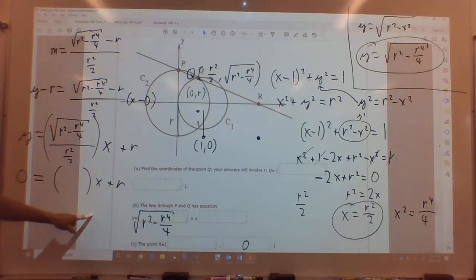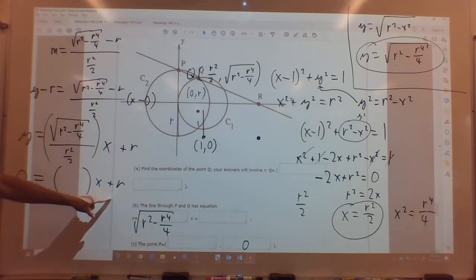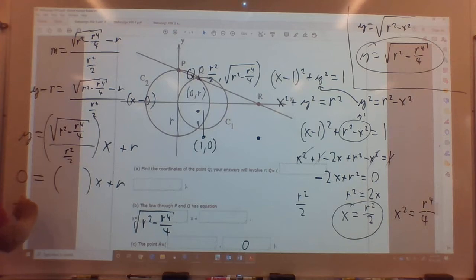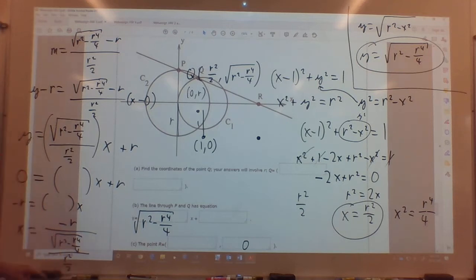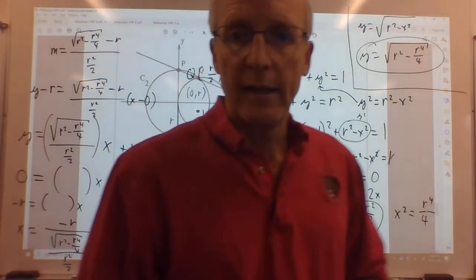We want to solve for x, put the negative r over here, and then divide by what's in the parentheses. So you're going to have on this side negative r equals the parentheses times x. So basically x is equal to negative r divided by all this stuff that I put in parentheses. So that's the square root of r squared minus r to the 4th over 4, divided by r squared over 2. You could certainly simplify all that. There's ways to simplify that stuff down there.